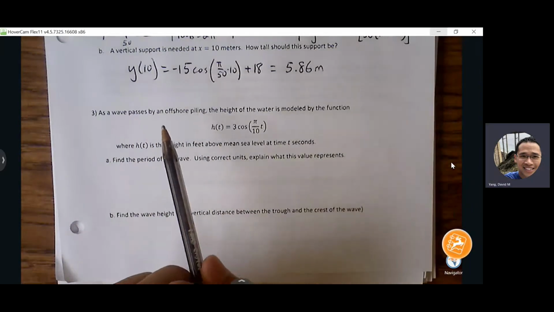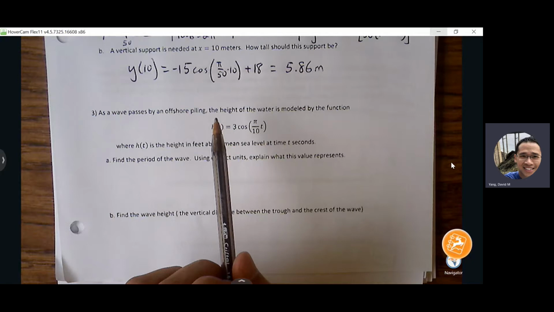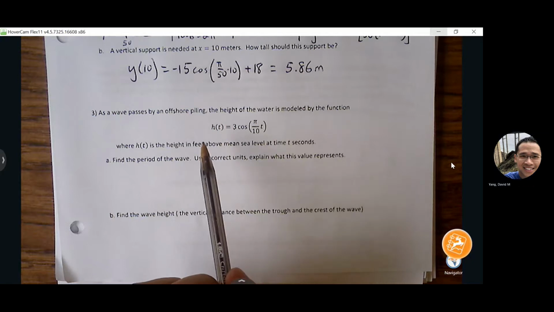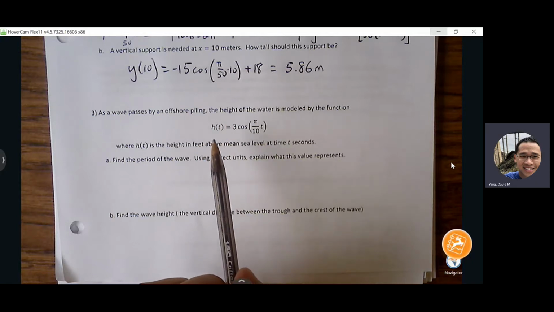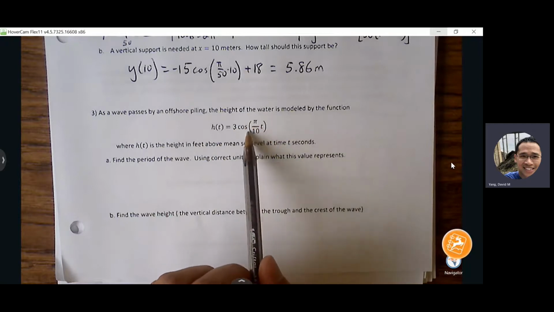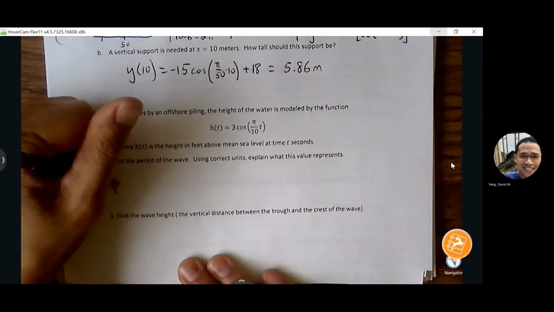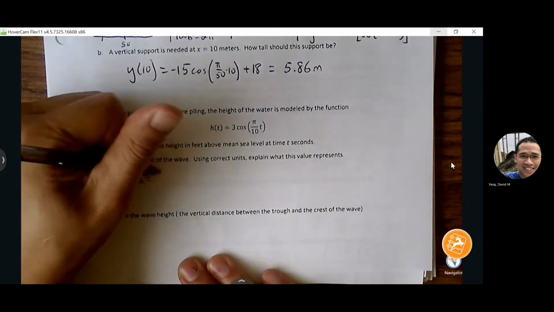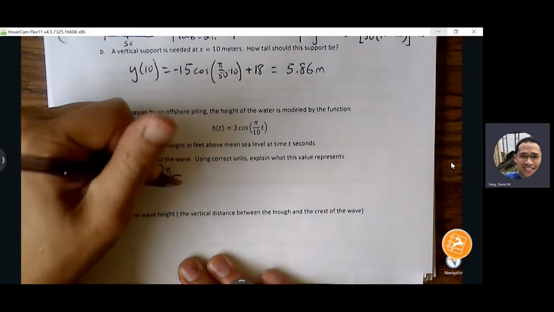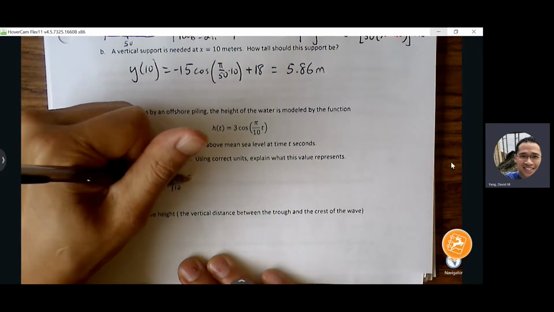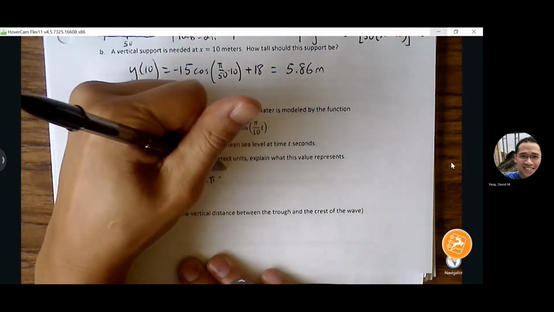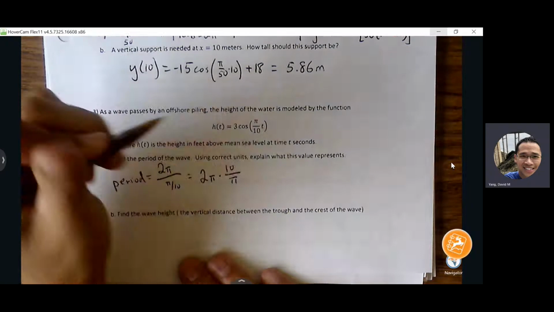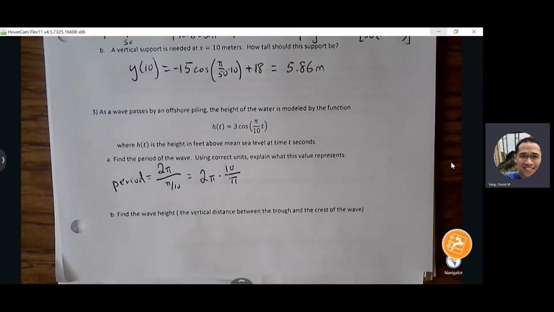A wave passes by an offshore piling. The height of the water is modeled by the function. H of t is the height in feet above the mean sea level at time t seconds. Find the period of the wave. We have the b value given to us, so we can jump directly into finding our period. Two pi over b. Dividing by a fraction is the same thing as multiplying by the reciprocal.